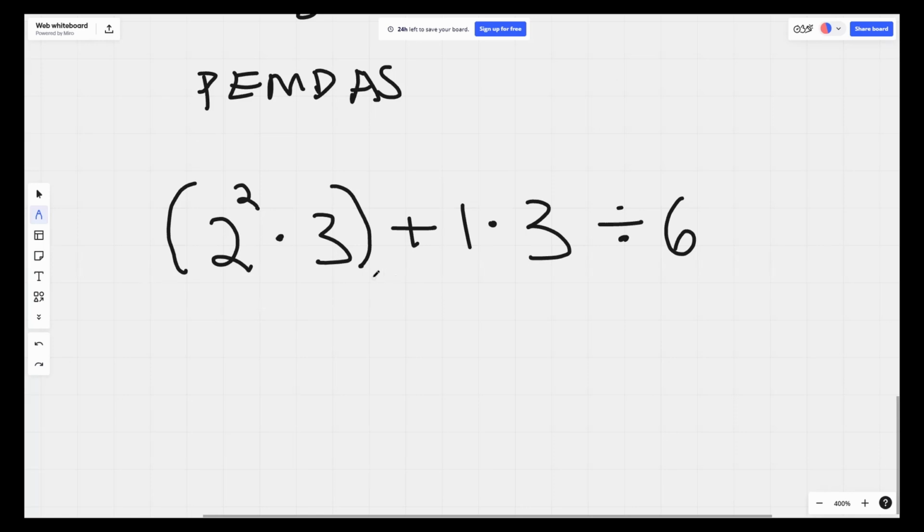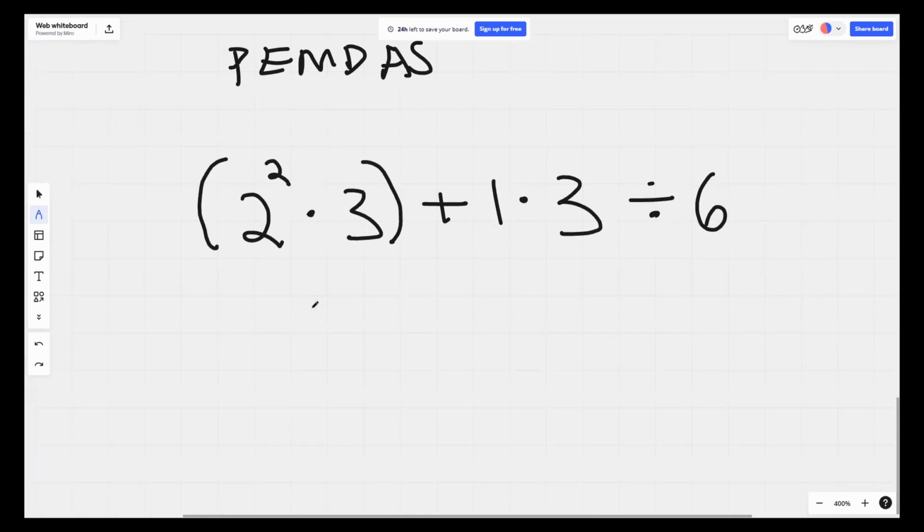So this means I'm going to have to evaluate 2 squared plus 3 times 3, right? So how do I evaluate 2 squared plus 3 times 3? So right now my goal is to evaluate what's in the parentheses. So how do I evaluate 2 squared times 3? Which operation will go first for this one? Okay, so to evaluate 2 squared times 3, I would do exponentiation first, right?